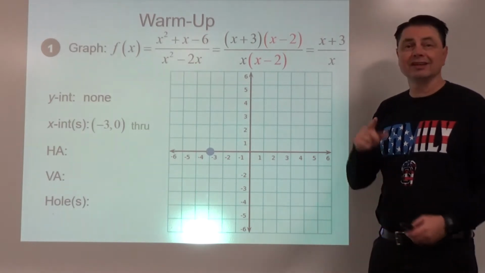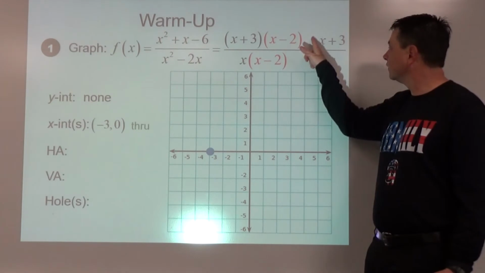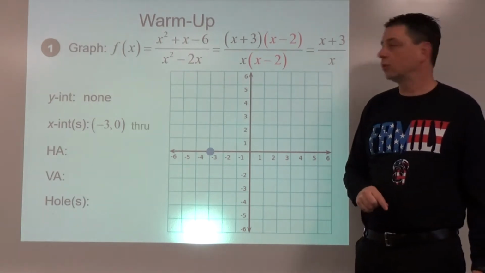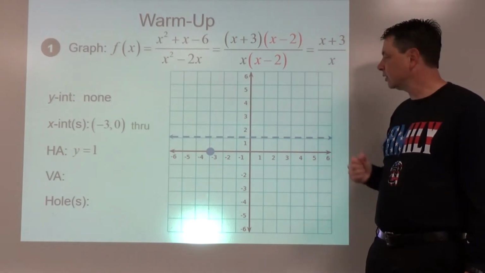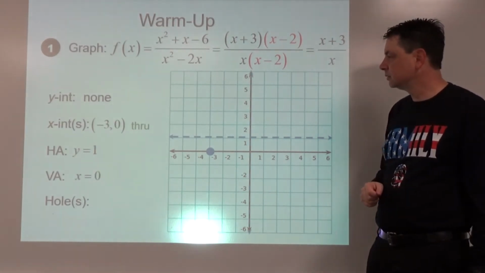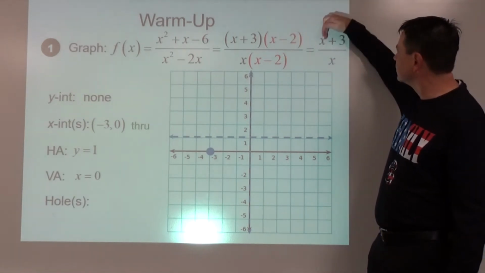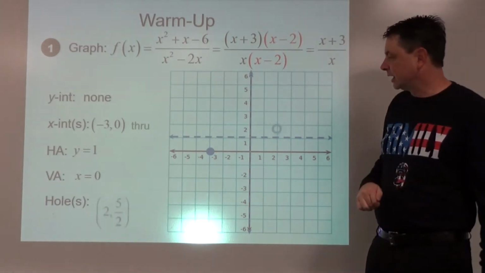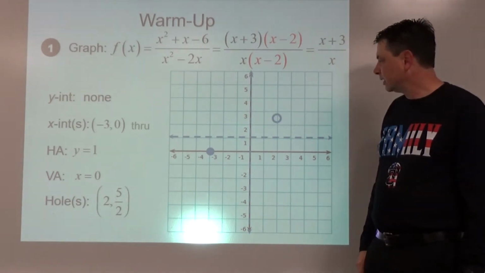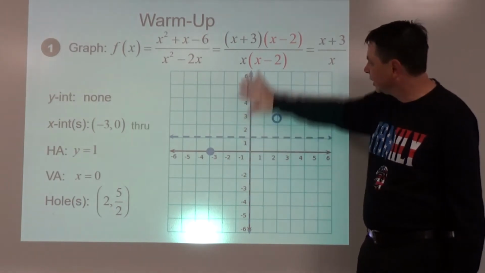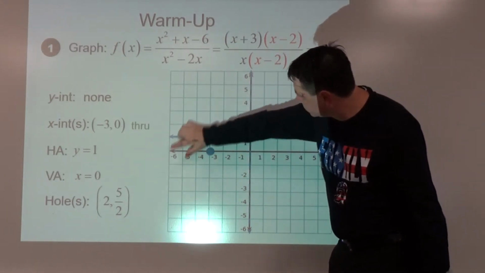Horizontal asymptote, it does have one. Degree 1, so it's leading coefficient divided by leading coefficient, y equals 1. Vertical asymptote from the denominator at x equals 0. And we've got a hole at 2 comma something, so let's substitute in a 2 and figure out what that is. 2 comma 2.5. I think we've got enough information with what we've got here. We're going to go here, and then we're going to go here.